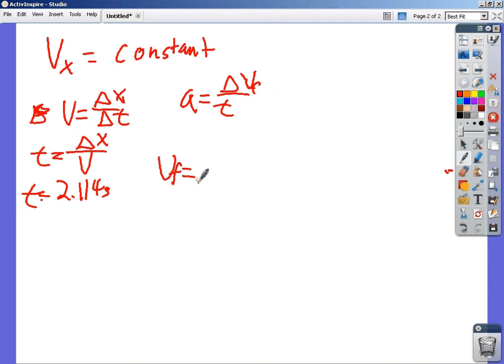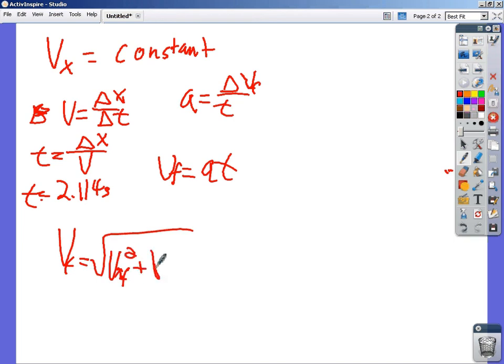Now you have those two values, so you could say the true final velocity is equal to the square root of Vx final squared plus Vy final squared. Because what we have is a triangle. You've got an x and a y velocity, but we want to find the resultant to find out what speed it's actually moving.